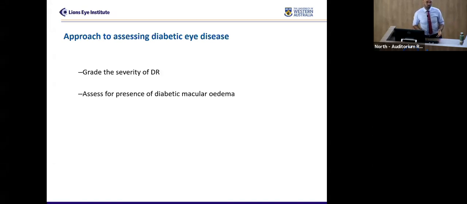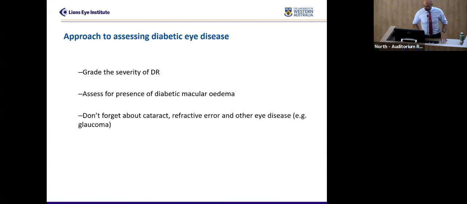Why does macular edema matter? Because it's the commonest cause of visual loss in people with diabetic eye disease. So when people lose vision from diabetes, it tends to be, in most cases, from macular edema. Not everyone, there are other causes, and I'll talk about those. But you need to be thinking, how severe is the diabetic retinopathy, and do they have macular edema or not? And don't forget about some of the other things that I mentioned at the start of the talk. Diabetes predisposes to other problems as well.